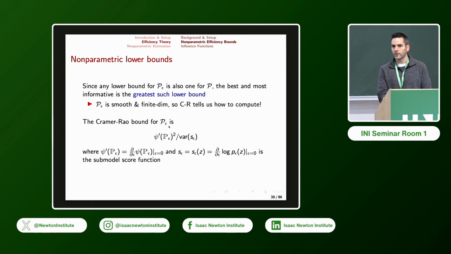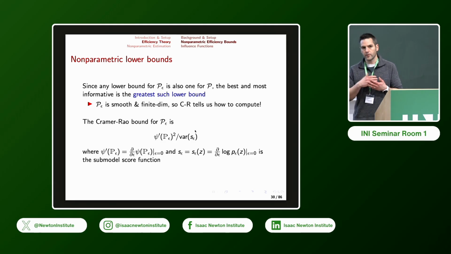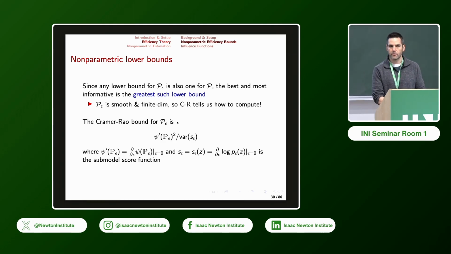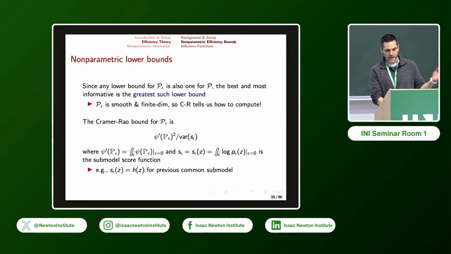Okay, so for any one of these submodels, we can just use the Cramér-Rao lower bound, which is, again, the derivative of the parameter squared over the variance of the score. And so now the idea is we want to find the most informative lower bound, which is the biggest lower bound. So we want to try to maximize this quantity over all choices of submodel, basically. So, for example, in this previous submodel I showed you, this score is just that function h. So this denominator will just be the variance of this choice of h that you give me. But for any h, this will be a valid lower bound, as long as it's mean zero, so that I get a valid density.